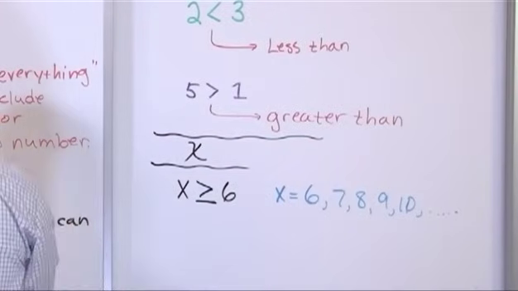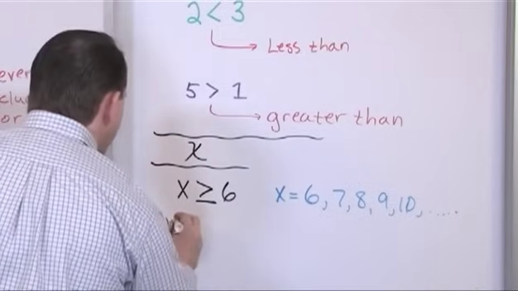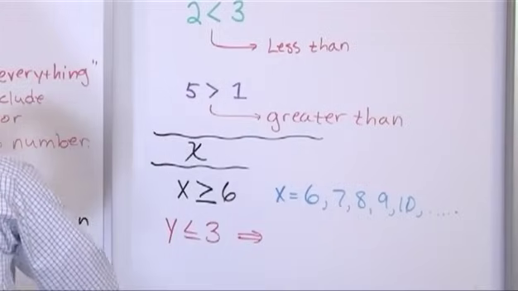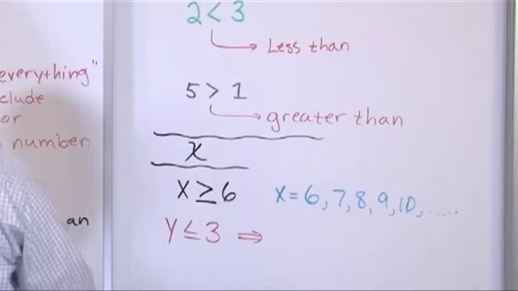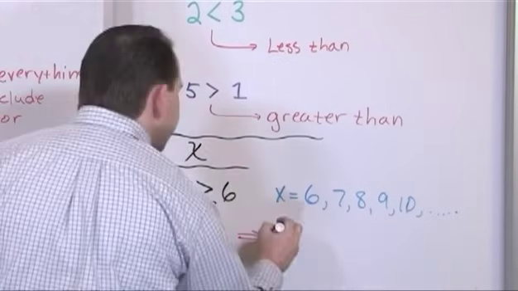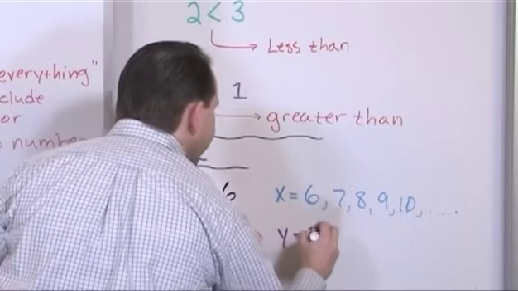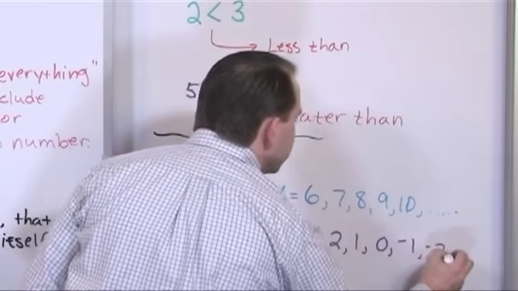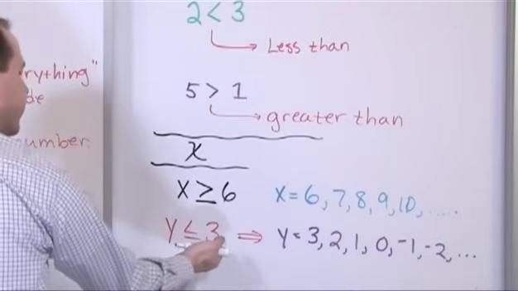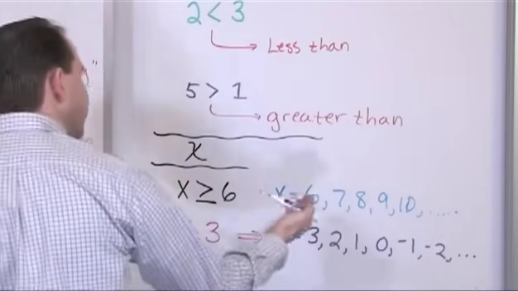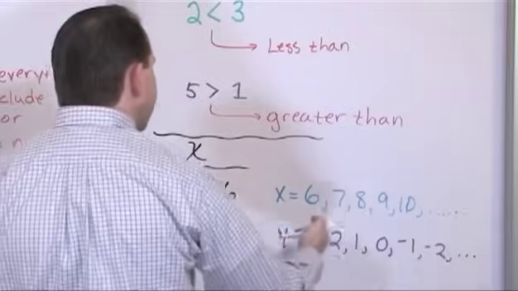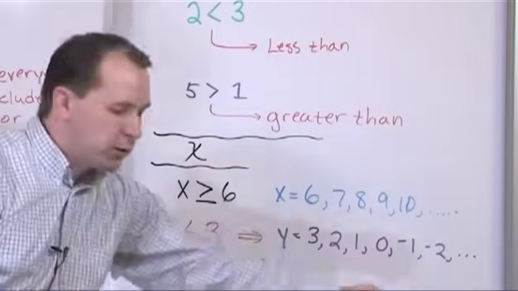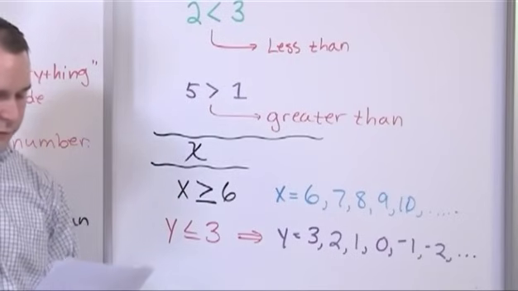Now, just to give you another little example, if you have y is less than or equal to 3, that's the way you read it, and that's the way you write that. Then y is going to be equal to 3, 2, 1, 0, -1, -2, dot, dot, dot. Y can be equal to 3, but it can also be equal to 2, to 1, to 0, -1. You keep going less and less and less. And when you get less than 0, you're going into the realm of the negative numbers, which is what we talked about.